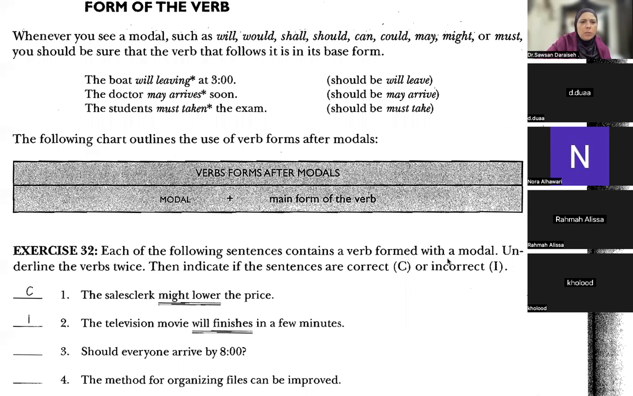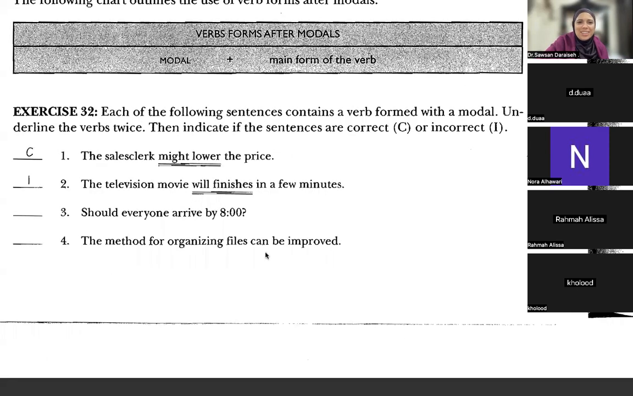Okay, so the sales clerk, let me do the first one for you. The sales clerk اللي هو مندوب المبيعات مثلا, okay, might lower the price. It's correct. Okay, lower معناها ممكن إنه يخفض الأسعار. ف lower is fine. It's the base form of the verb. هي يعني تعتبر main form of the verb. So it's correct. Okay, might is followed by the main form of the verb, and here it is.